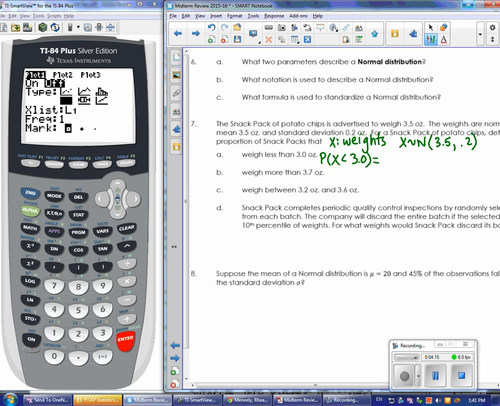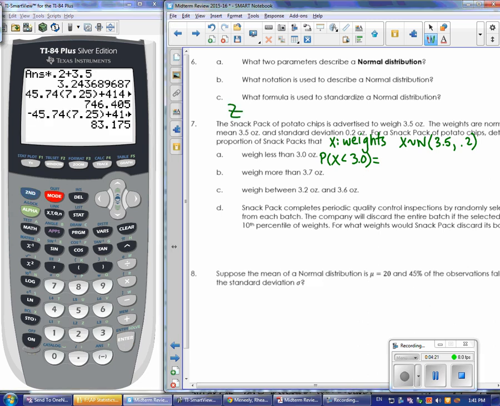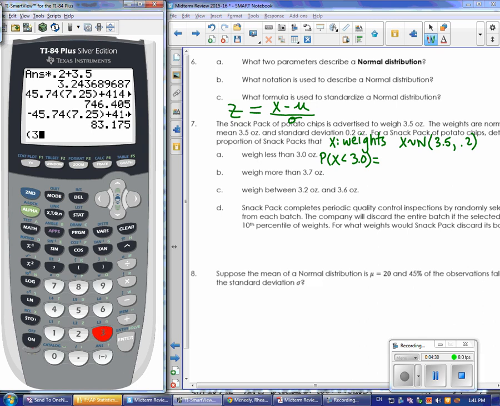That's my X value. If this is a free response question, then you also have to translate it into a Z-score. So remember, our Z-score, and this is part C of number 6, is going to equal our observation minus the mean over the standard deviation. So in this case, that's going to be 3 minus 3.5, in parentheses, divided by 0.2.